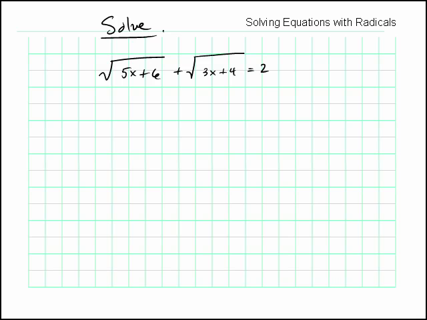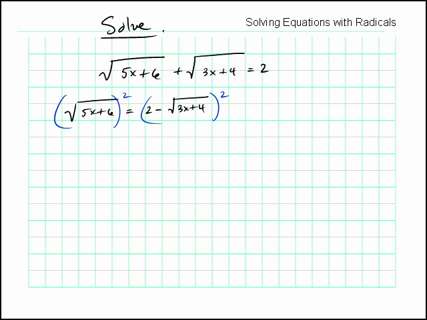Now, I don't want to square both sides when both radicals are on the same side. So what I've got to do is at least move one radical over. So I'm going to write this as the square root of 5x plus 6 equals 2 minus the square root of 3x plus 4. Make sure that you have one radical on one side of the equation and the other radical on the other side. Now I'm going to square both sides, like that.